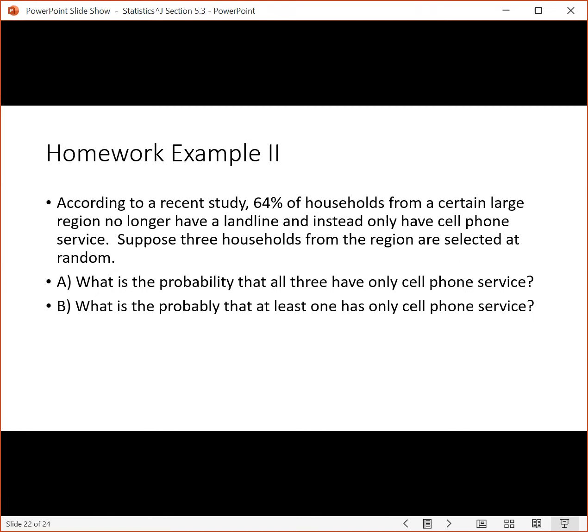Okay, let's look at a homework example. According to a recent study, 64% of households from a certain large region no longer have landlines and instead only have cell phones. Suppose 3 households from the region are selected at random. What is the probability that all 3 have only cell phone service? And then what is the probability that at least one has only cell phone service?